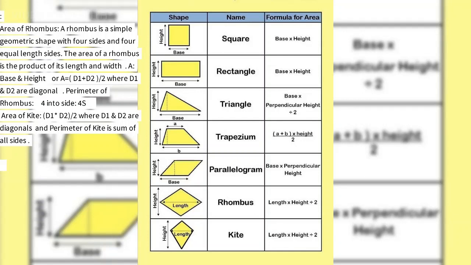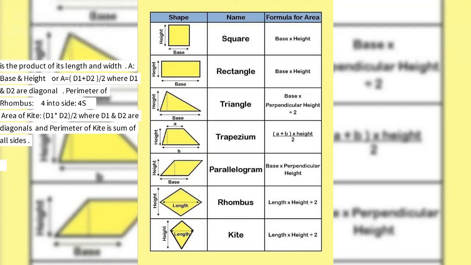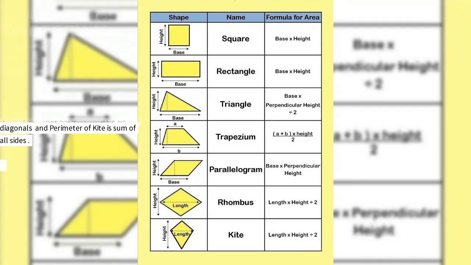Area of kite, D1 D2/2, where D1 and D2 are diagonals, and perimeter of kite is the sum of all sides.